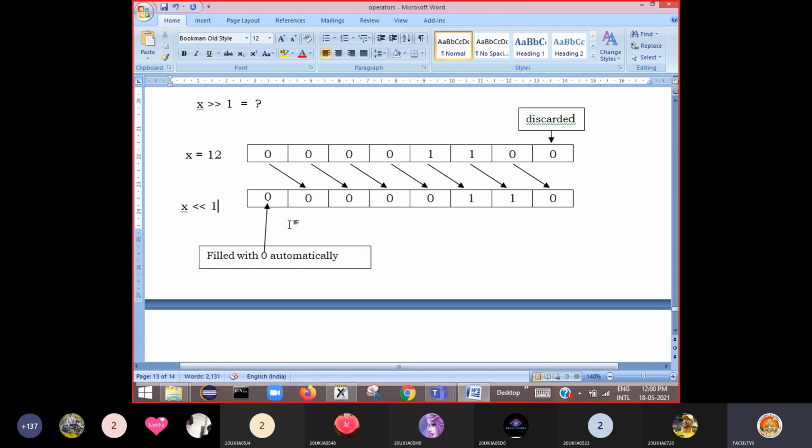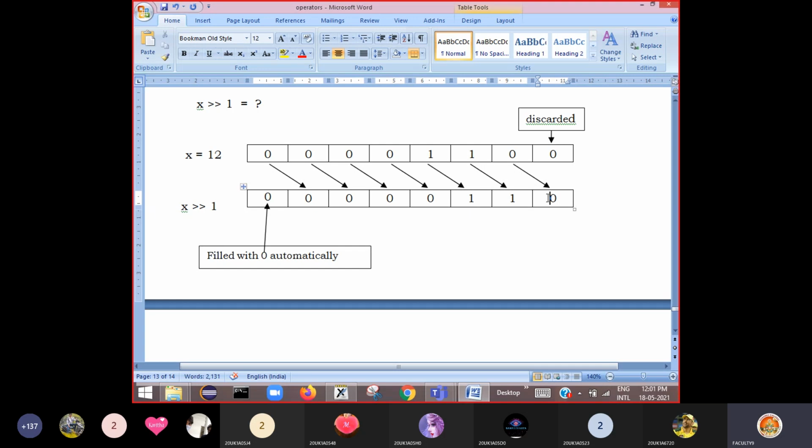Now this is the new bit pattern I will get here if I say x right shift 1. All the bits will move one position towards right. Now see here, this will come here, this will come here, and the last rightmost bit will be discarded, and the leftmost vacant position will be filled automatically with a 0. This is the new bit pattern you will get here.